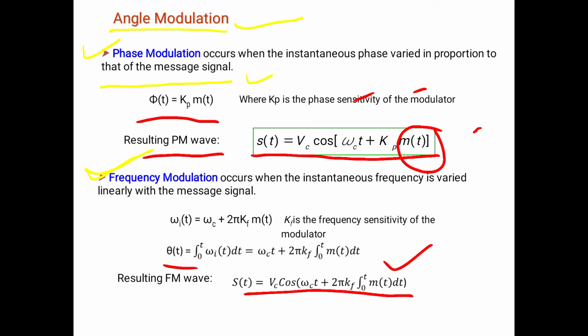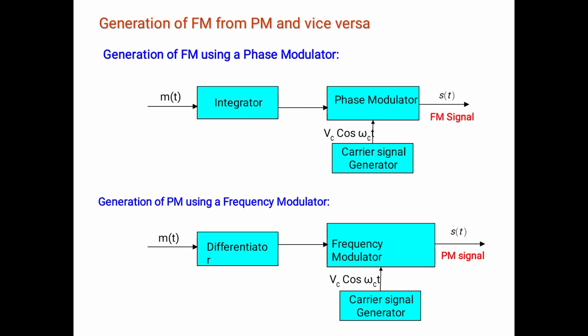Now coming to the generation of FM from PM and vice versa. How we can generate an FM wave by using a PM modulator, and how we can generate a PM wave by using an FM modulator. Here we will discuss that. First, consider generation of FM using a phase modulator. Here we are using a phase modulator, but we are generating FM.